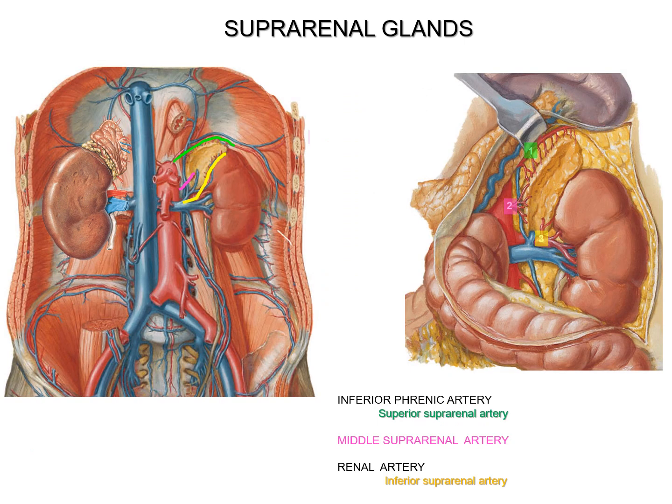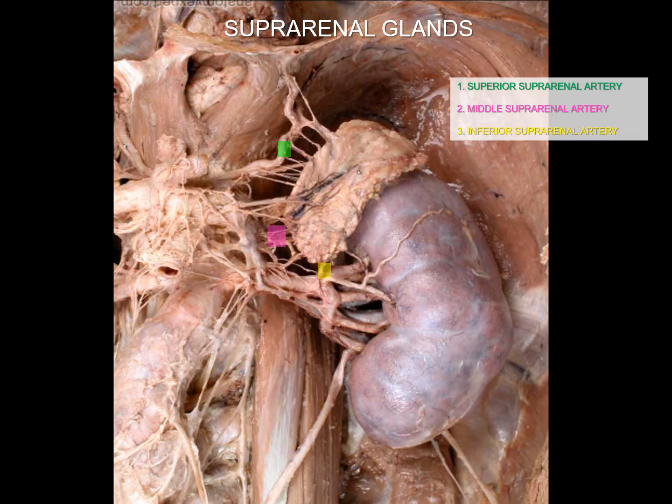The suprarenal gland is supplied by three groups of arteries: the superior, middle, and inferior suprarenal arteries, from the inferior phrenic artery, abdominal aorta, and renal artery. You can see here the left suprarenal gland. The green color represents the position of the superior suprarenal artery, the pink color is the middle suprarenal artery, and the yellow color represents the position of the inferior suprarenal artery.